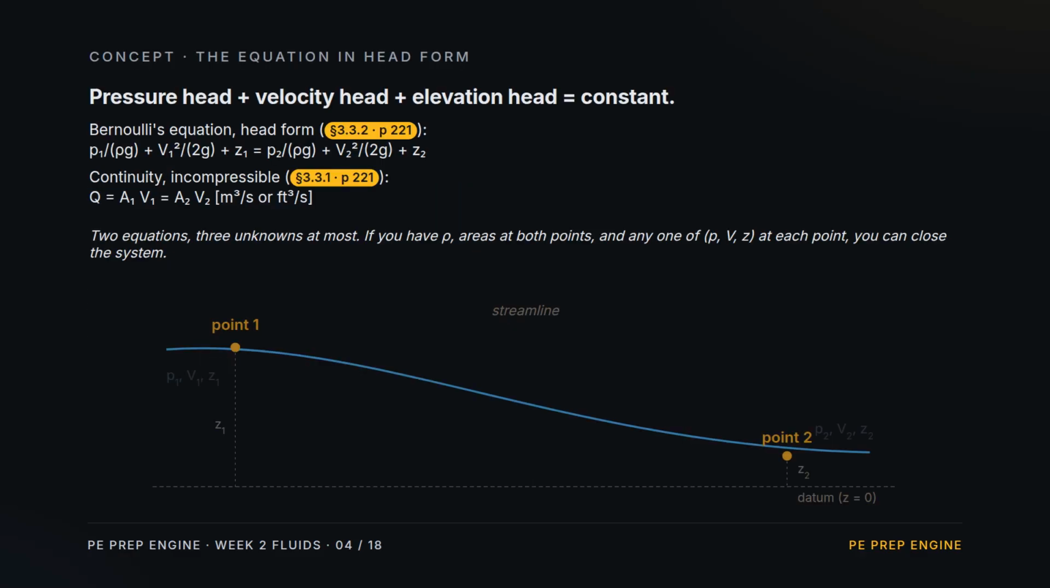Here's the math. Bernoulli in head form, pressure over rho g plus v squared over 2g plus z at point 1 equals the same sum at point 2. Each term has units of length, feet of head. Continuity, Q equals area times velocity, preserved between sections. 2 equations, at most 3 unknowns once you've tagged the 2 stations.